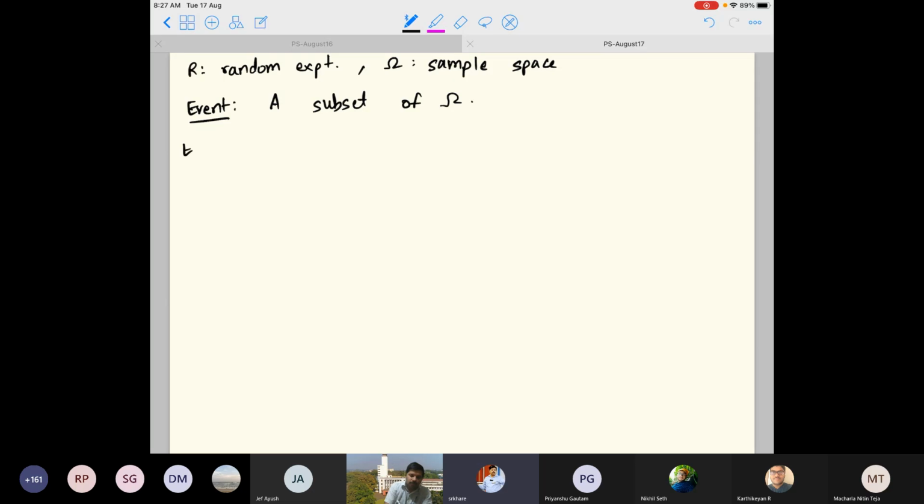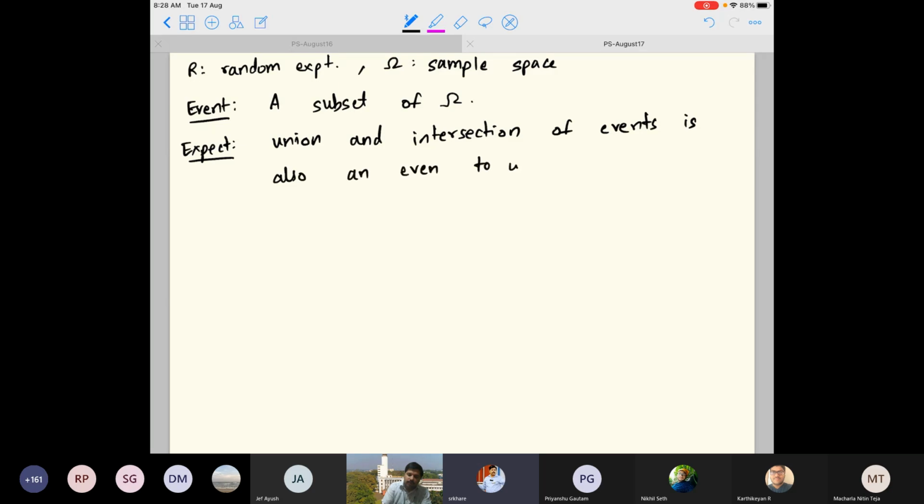So what do we expect? We expect the union and intersection of events is also an event to which probability will be assigned. At this point, I should tell you that all the examples we have covered so far in this course are such that it was guaranteed, it was automatic. It was straightforward. You don't even have to explicitly say this expectation that union and intersection of events is also an event to which probability will be assigned, right? It was so obvious to you.